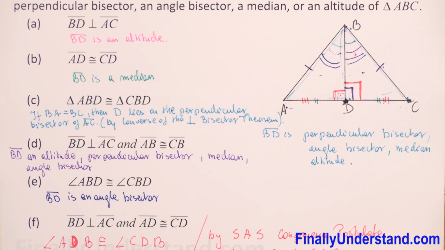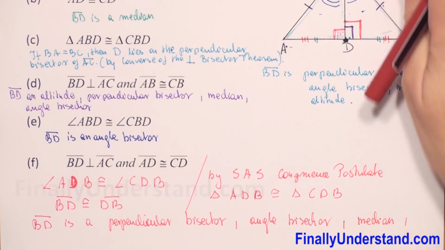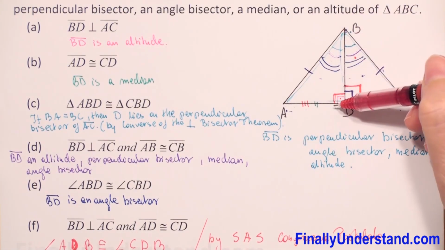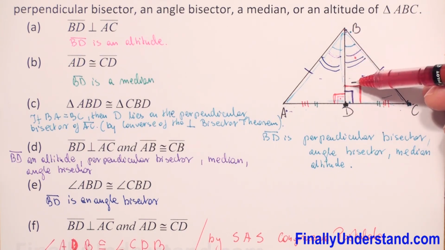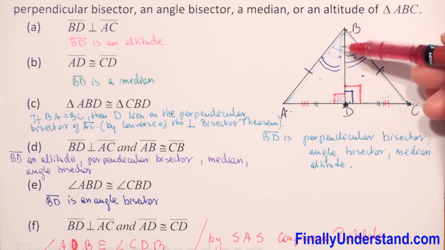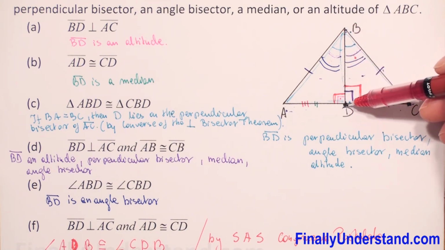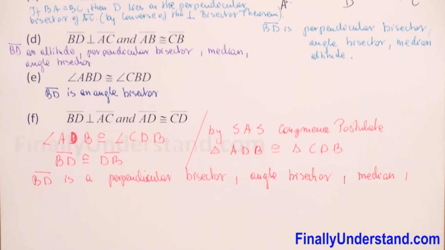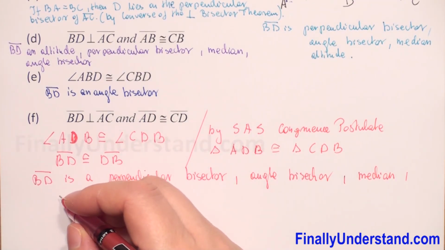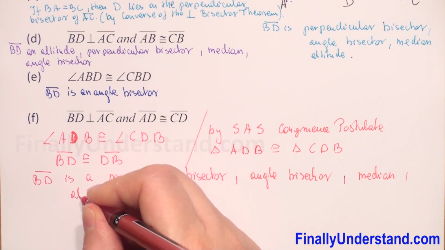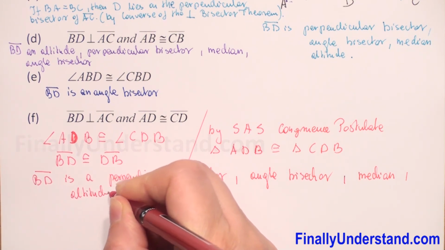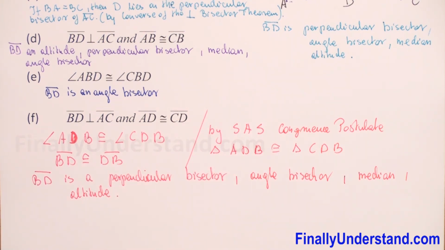So this is median, and because BD is perpendicular to AC, it means that BD is altitude. We know that altitude of a triangle is the perpendicular segment from vertex to the opposite side. So we have that BD is also altitude. This is my solution.